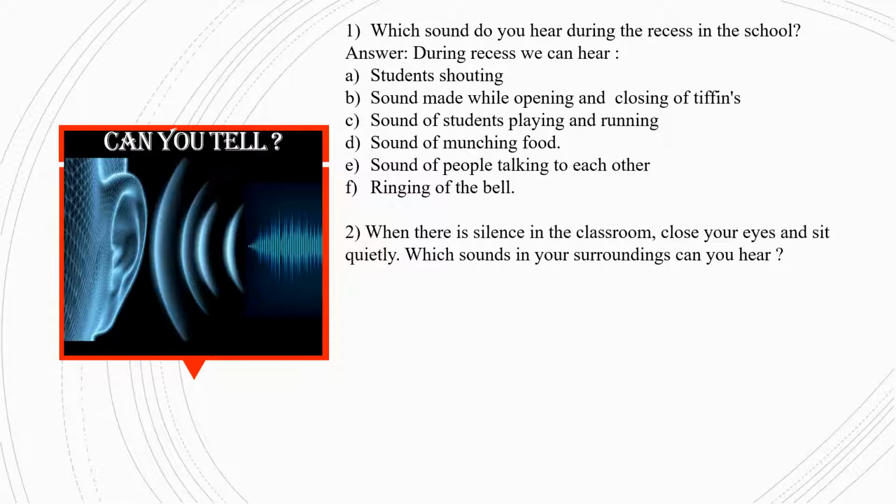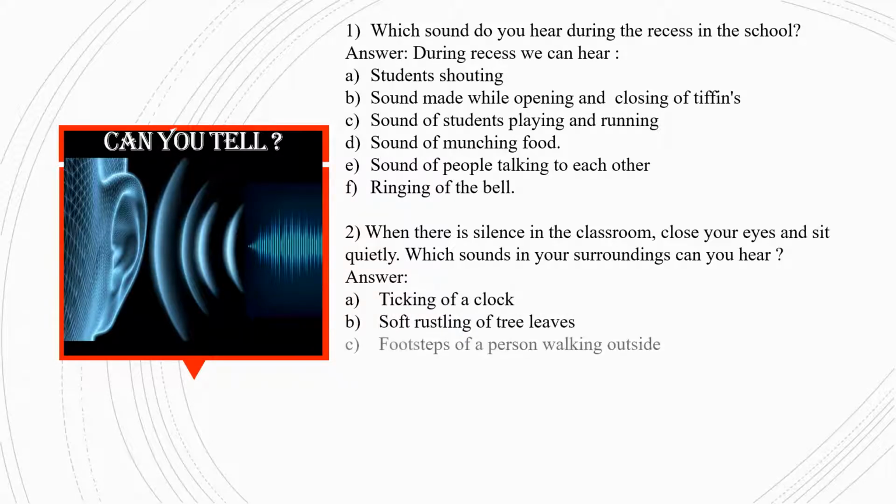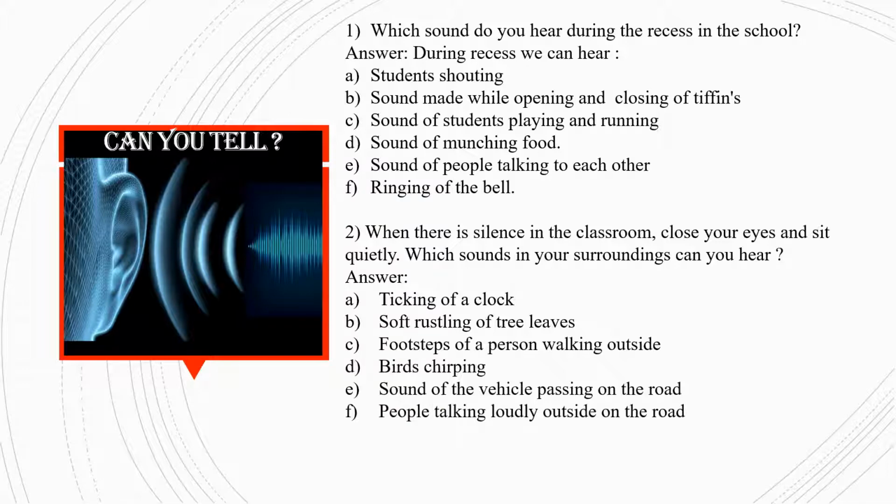Now, the second question is: when there is silence in the classroom, close your eyes and sit quietly. Which sounds in your surroundings can you hear? We can hear the ticking of a clock, soft rustling of tree leaves, footsteps of a person walking outside, birds chirping, the sound of vehicles passing on the road, people talking loudly outside on the road, barking of dogs, and students whispering. So these are the sounds in our surroundings which we can hear in silence.